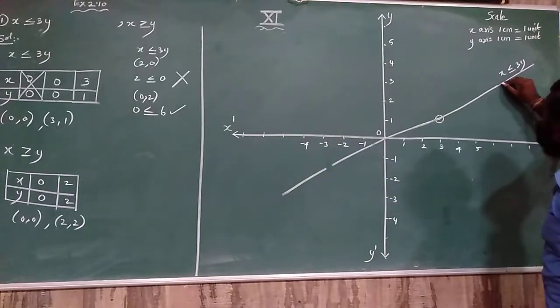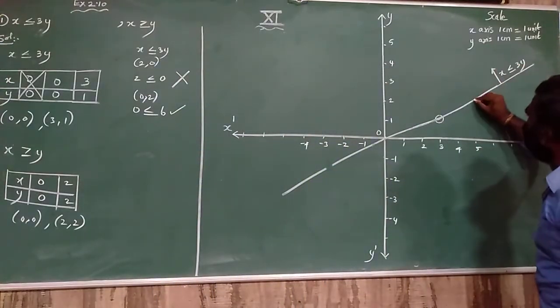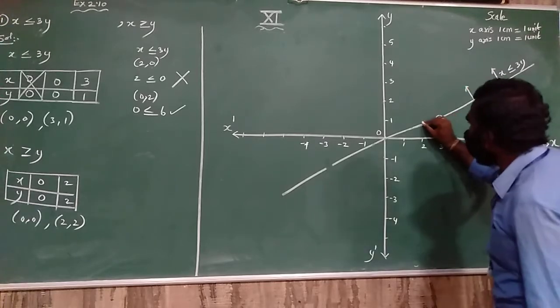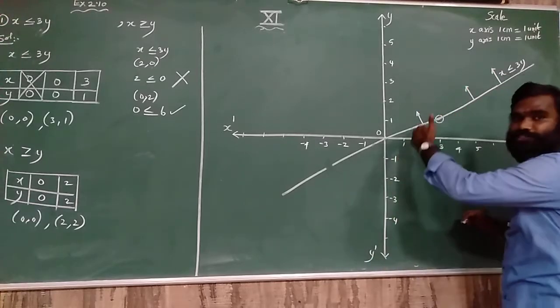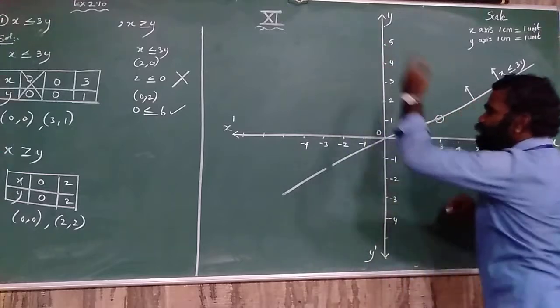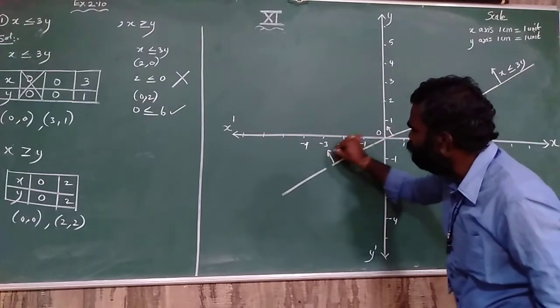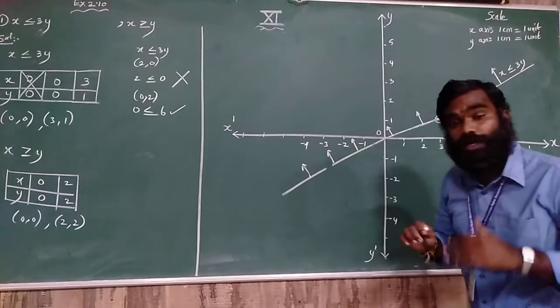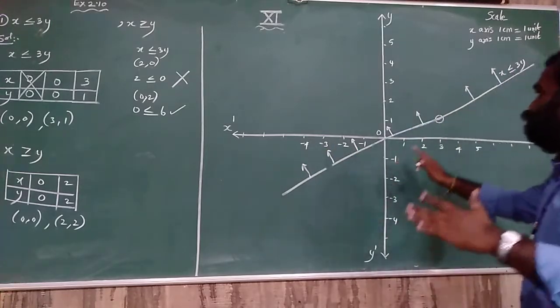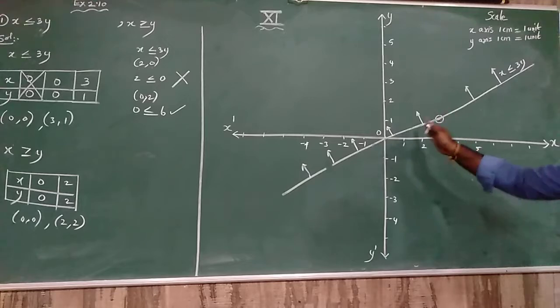Instead of shading this, I am going to put an arrow alone. This arrow shows that this line shades towards the left of the line. After that, I will shade fully. So this is the shading for this line.